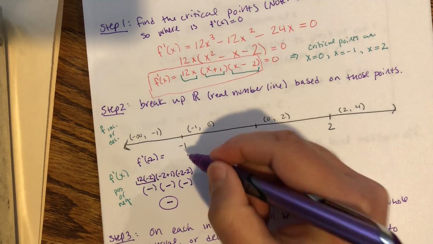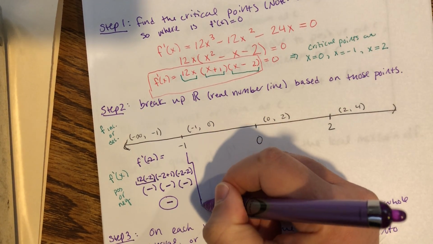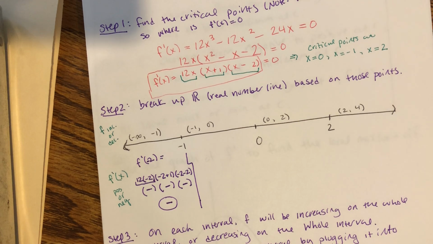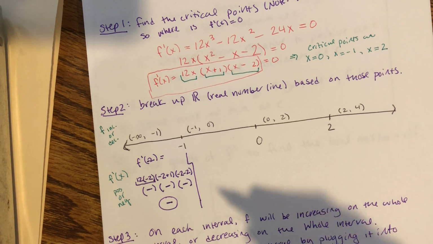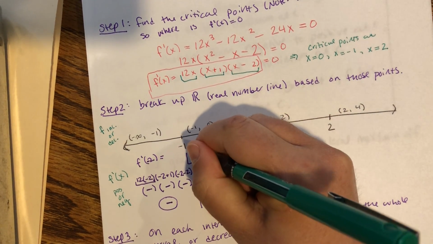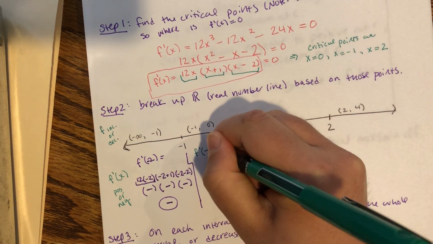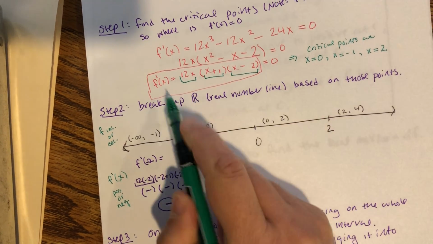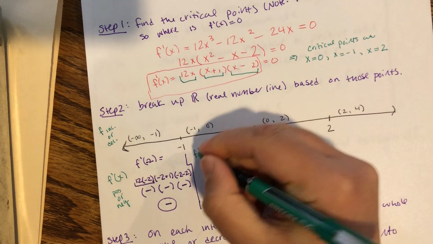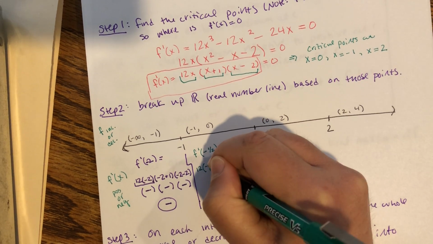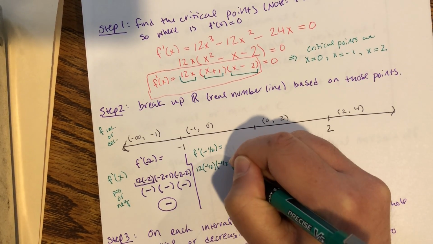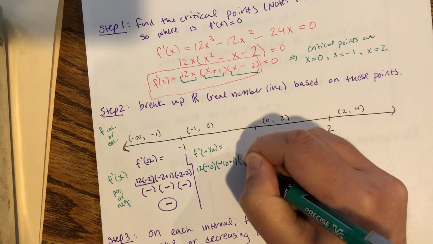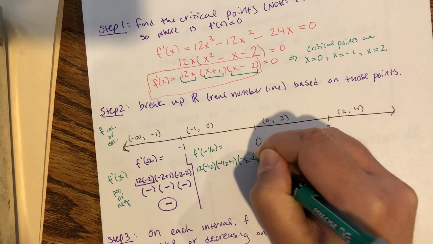Okay, now let's repeat that in our next interval. This one's a little bit harder. I have to plug in an x value between negative 1 and 0. So you're going to have to choose some sort of a non-integer number like negative 1/2. So let's plug in f prime of negative 1/2. Again, plug it into the derivative function, the factored version. We'll get 12 times negative 1/2 times negative 1/2 plus 1 times negative 1/2 minus 2.